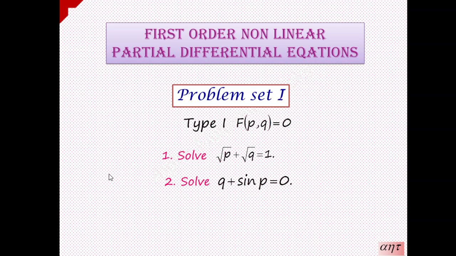In this video, we are going to see the problems under the topic first order nonlinear partial differential equations. In the last two videos, we have seen the working rule to find the solution of standard types of first order nonlinear partial differential equations. Now we are going to see how to get the solution of these two problems under the type f of p comma q is equal to 0. Now we will see one by one.